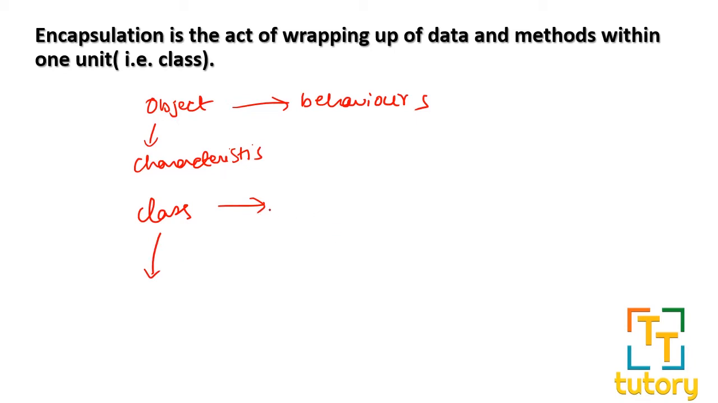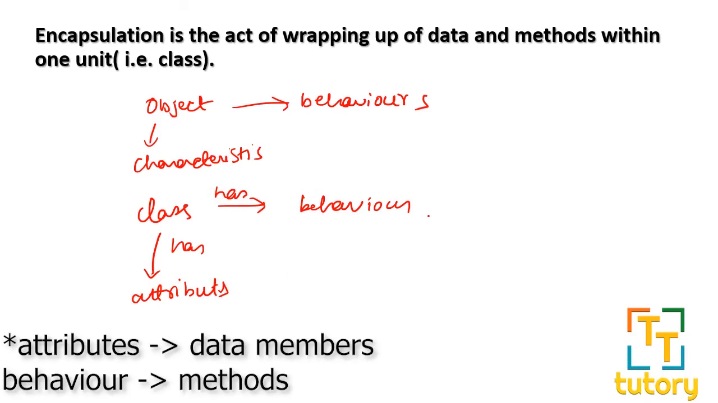So the class has some behavior and has some attributes. So these behaviors are what we know as data members, and these attributes are known as methods.